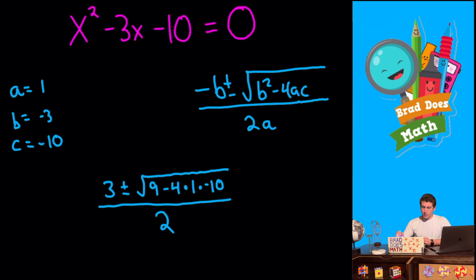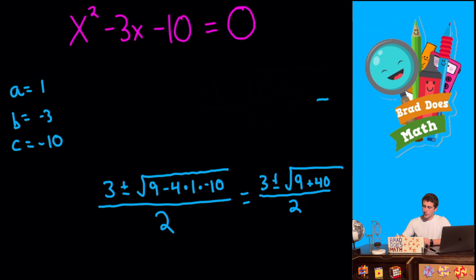Okay, so now we just need to simplify this guy. And I will simplify what's inside of the radical first. So 3 plus or minus the square root. Now 9 just stays put. -4 times 1 times -10, that's going to give me +40, all over 2. So now we have the square root of 49 in here, which is just 7. 3 plus or minus 7 over 2. Those are your two answers.